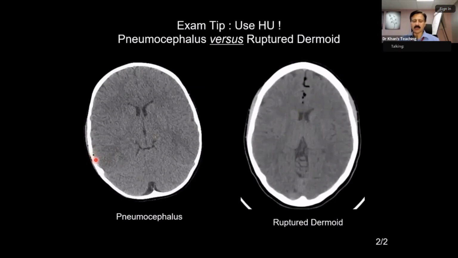Even if you pick up here, you will say that I would like to confirm it. Of course, when there is history of trauma, it is more likely. What about a patient having a dermoid and a ruptured dermoid with secondary trauma? That can also happen. So this skill I am trying to emphasize, ask for Hounsfield unit. This was ruptured dermoid. Fat will have density anywhere between about -50 to -100. This will be minus few hundreds, like 600, 700.